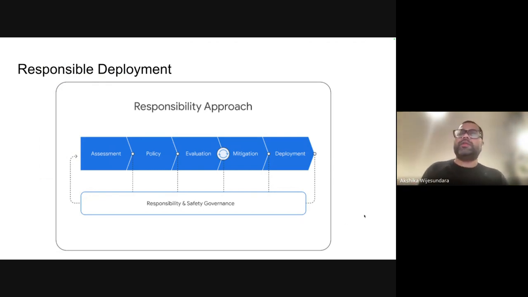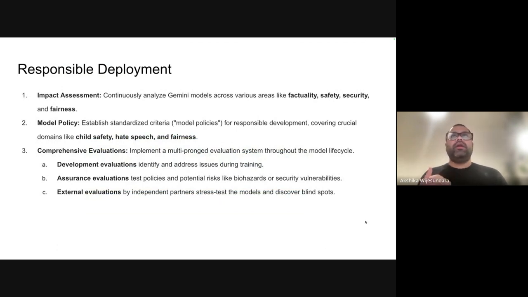So I think this is the last bit, the responsible deployment bit. They've taken this 5-step approach that is governed through the DeepMind and Google safety guidelines that they have for AI. So you use that and you do assessment, then policy evaluation to see how well the models are doing against the policy, and then you do certain mitigation mechanisms, and then only after that you deploy the model. So impact assessments, you check for factuality, safety, security, and fairness, like how the model is doing. And then model policies like child safety, hate speech, fairness, very critical things. And see if the model is adhering to Google DeepMind's AI safety criteria.